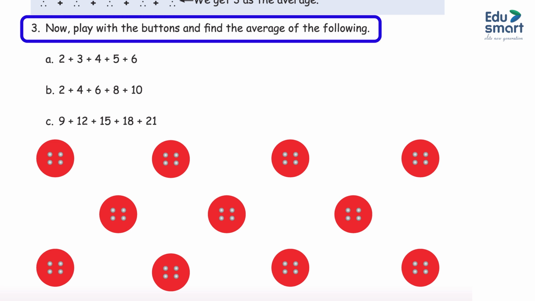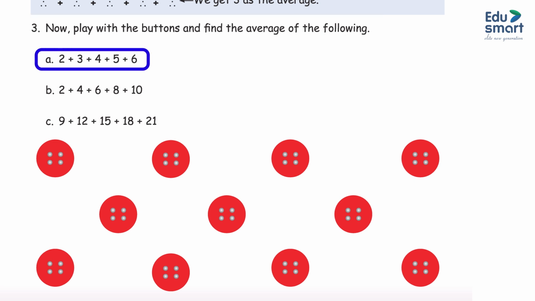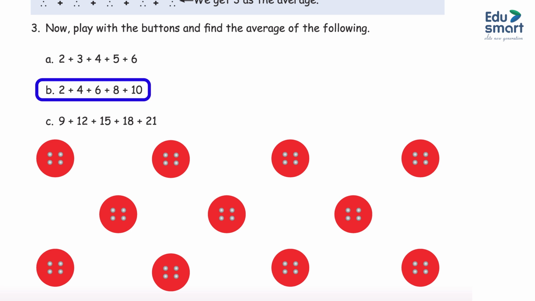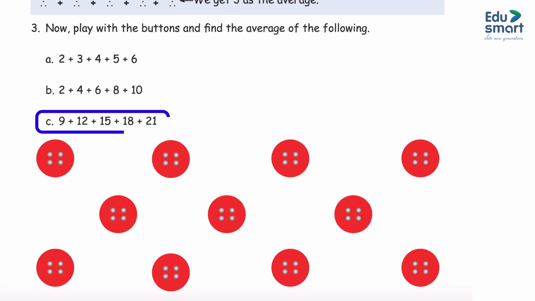3. Now play with the buttons and find the average of the following. A. 2 plus 3 plus 4 plus 5 plus 6. B. 2 plus 4 plus 6 plus 8 plus 10. C. 9 plus 12 plus 15 plus 18 plus 21.